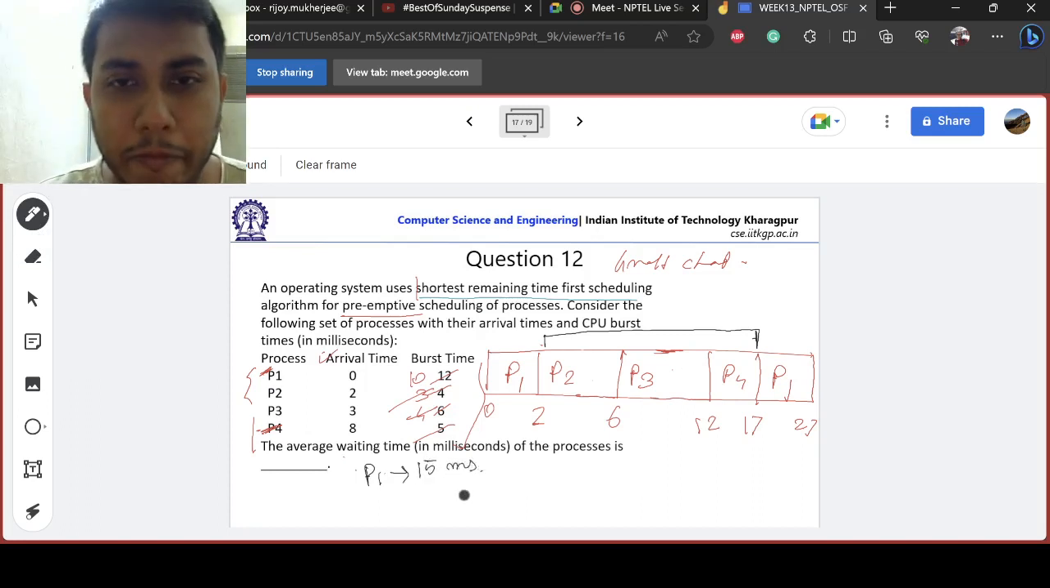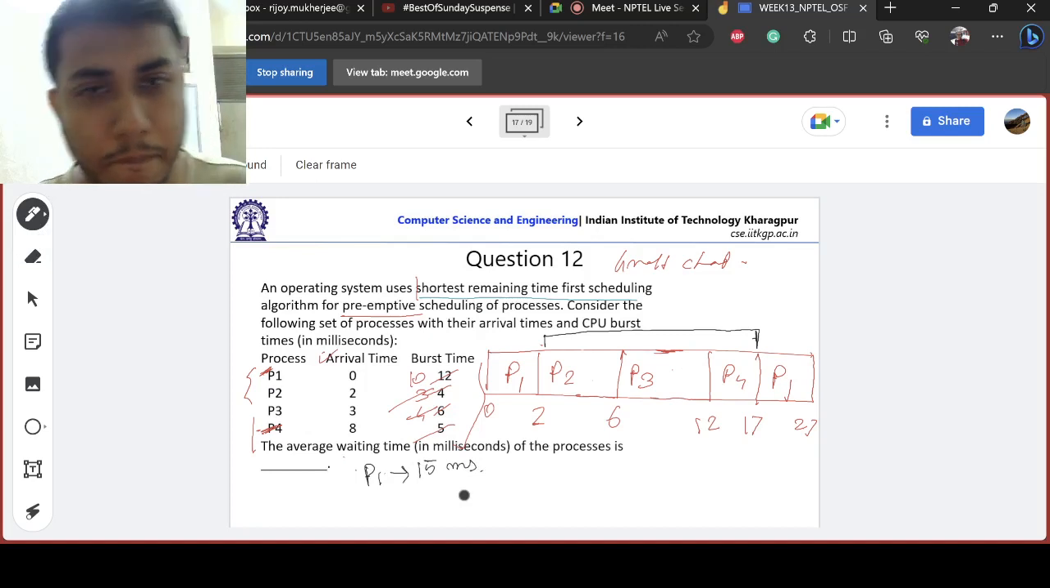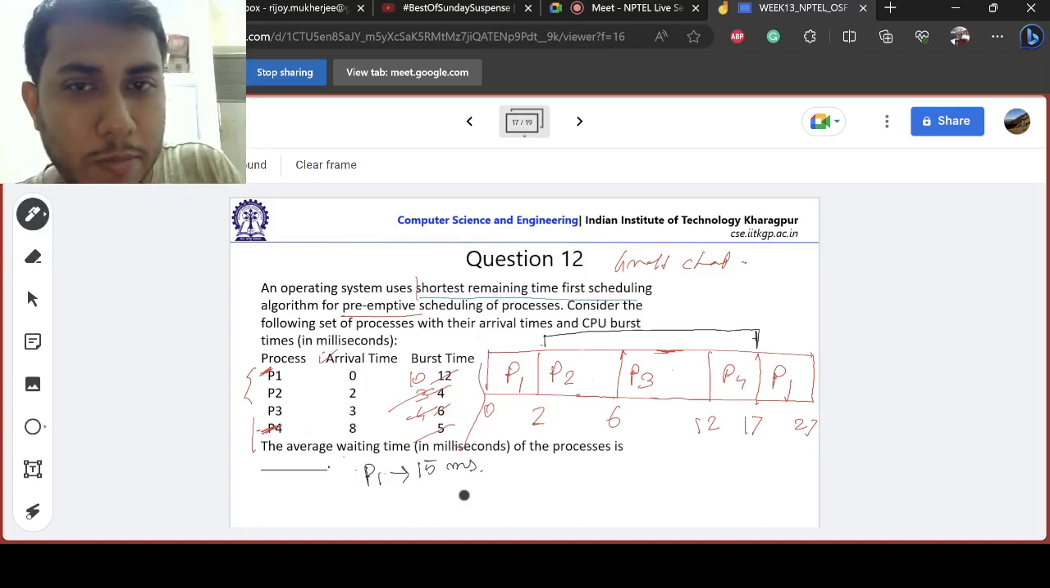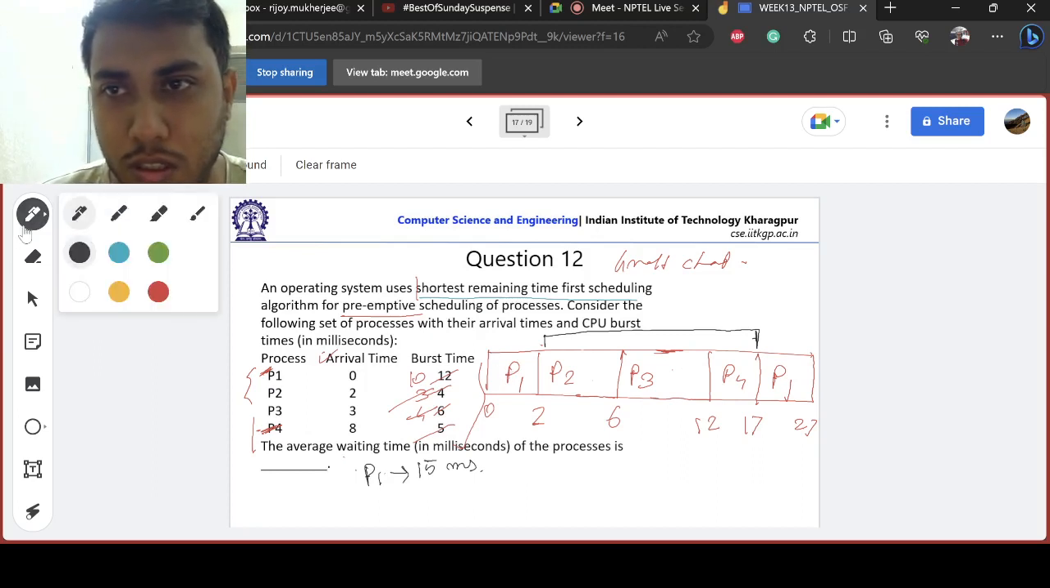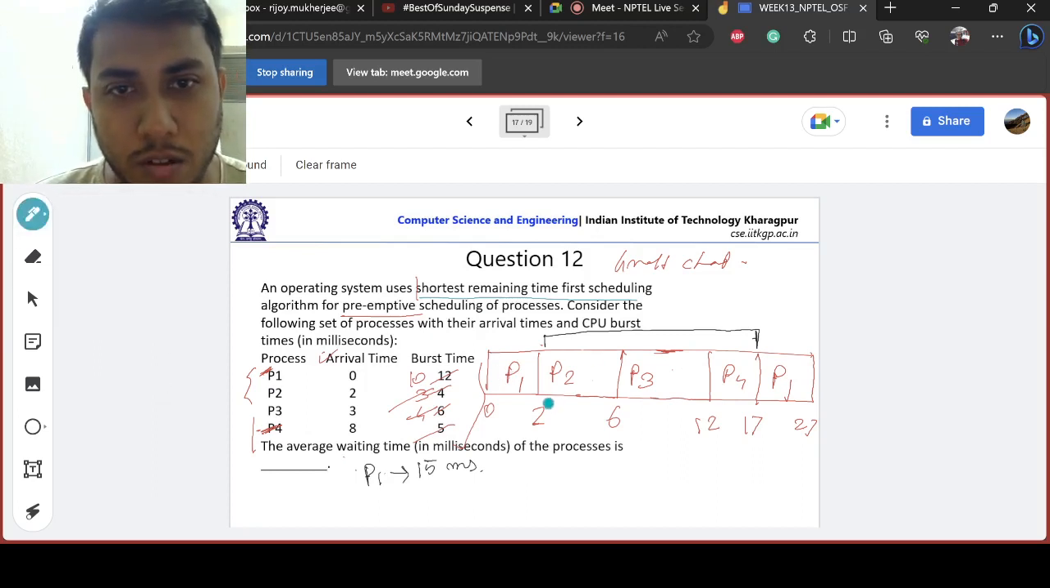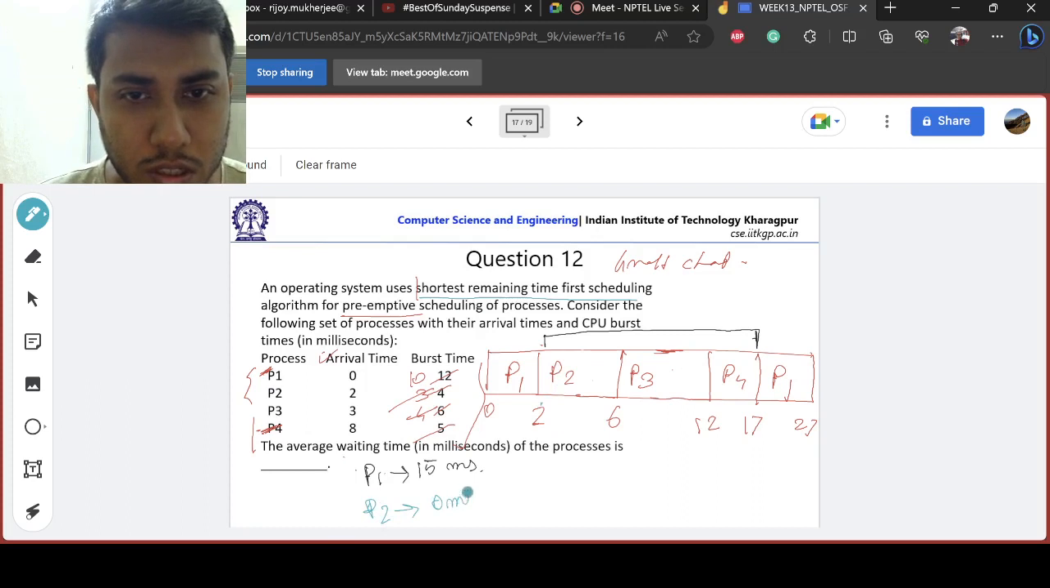Now P2, what is the P2 wait time? P2 does not wait. P2 comes and just jumps into the work. So P2 comes and does this work from the time being. So P2 is 0 ms.